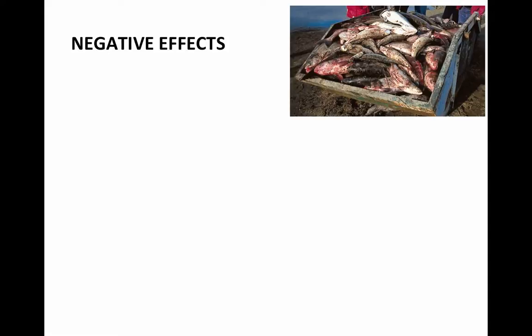There were several negative effects of this spill. First, fish and animals died. Here you can see a wagon full of dead fish. Many of the fish that were in the river system were affected just like these.